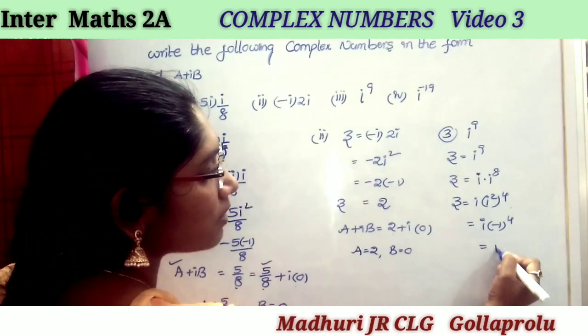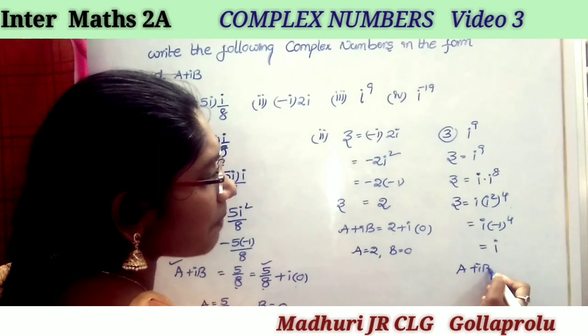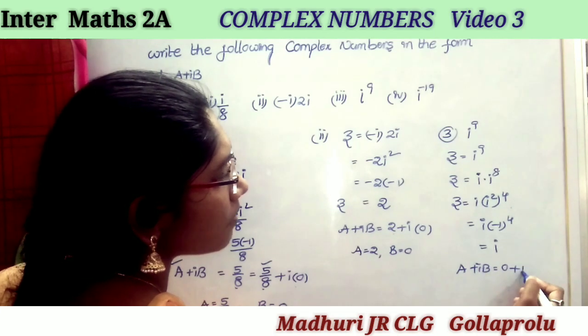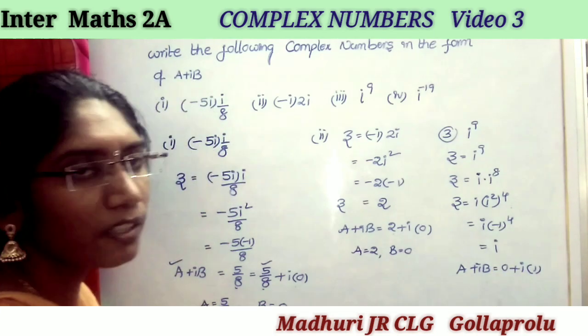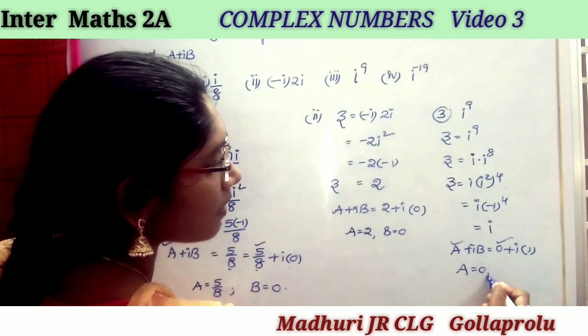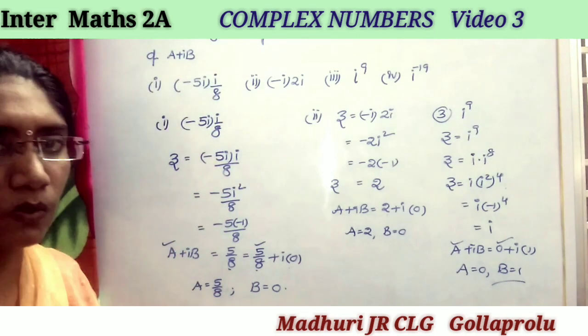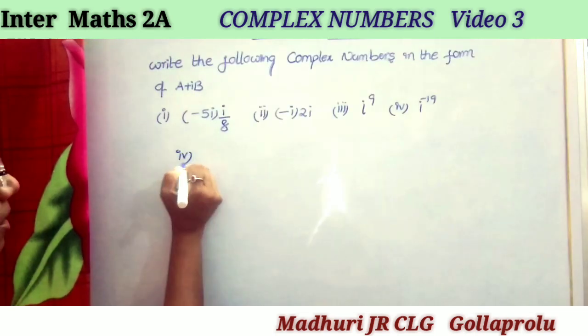So this is equal to i. Therefore, the value of a plus ib is equal to 0 plus i into 1. Okay, i can be taken as 0 plus i into 1. Therefore, the value of a is equal to 0 and the value of b is equal to 1. That's all. Now, the next question, sum number 4.